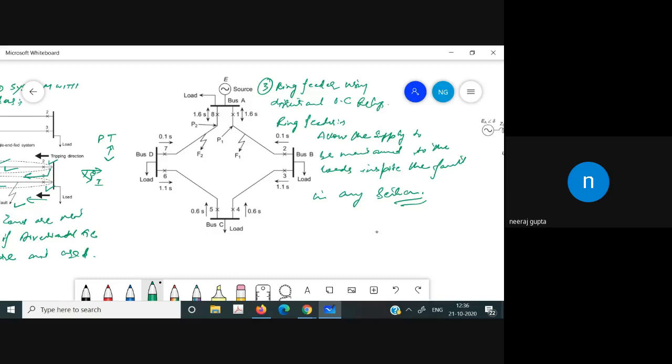So if the fault is there in any section of that feeder, only the circuit breaker associated with that section will trip, and because of the ring topology, the power flows from the alternate path also. So all the directional relays in this case have their own tripping direction away from the concerned bus. Now we will see how we can do the setting of this type of relay.